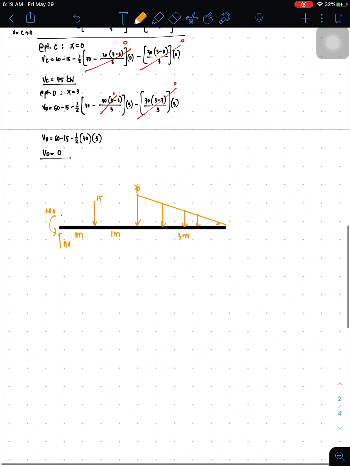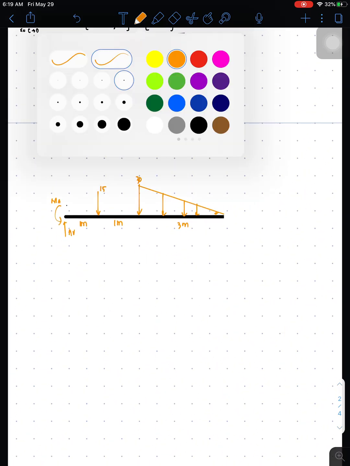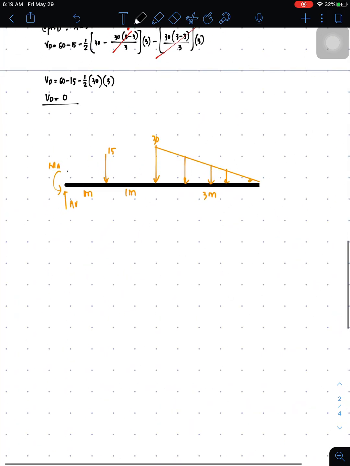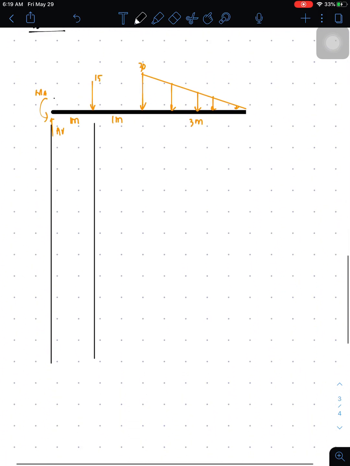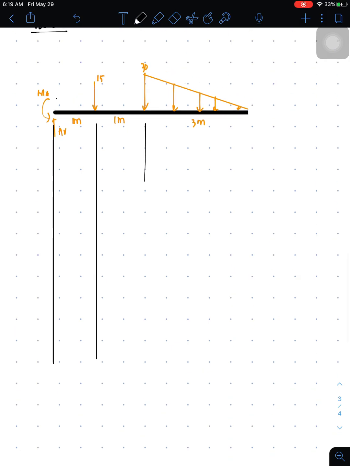Okay, then let's drag down a line for the shear and moment. So this is for the shear first. It moved.